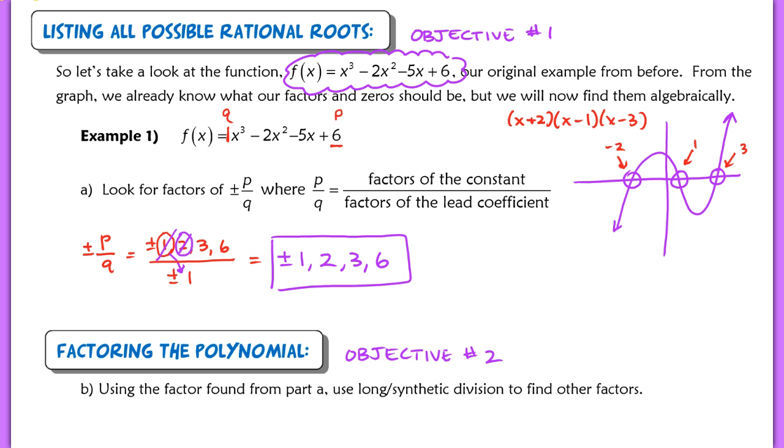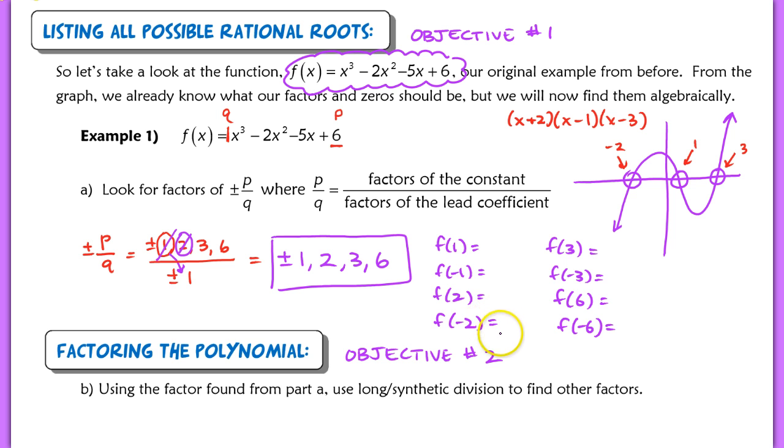Now, what we do next is we test every single one of these values inside of our function using the factor theorem here to find out which of these are our zeros. So we would test f of 1, f of negative 1, f of 2, f of negative 2, f of 3, f of negative 3, f of 6, and f of negative 6. So clearly this is pretty tedious. Okay, so today we are going to give you the hint that in all of our problems we're going to be using either positive or negative 1 as your zeros.